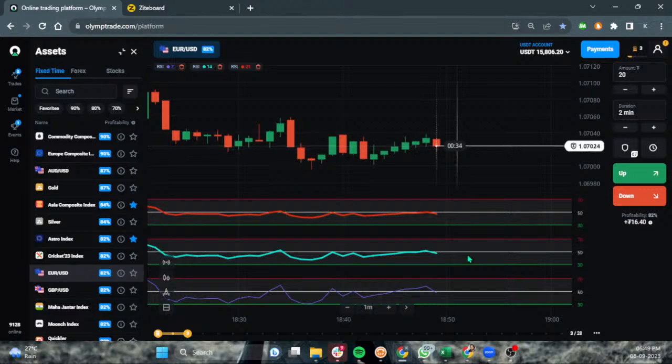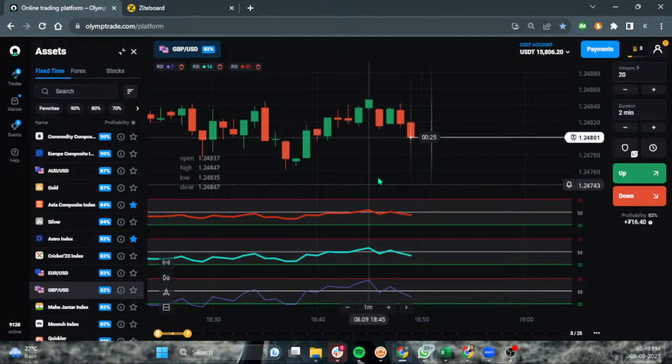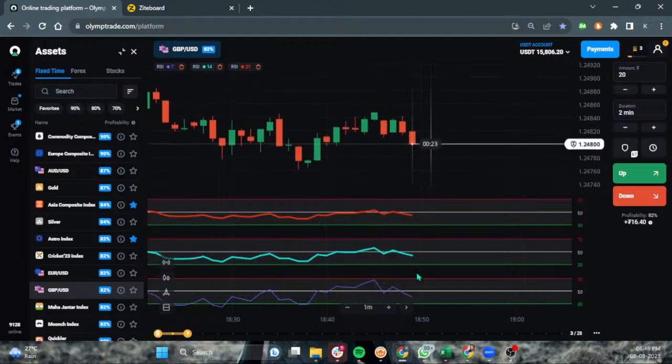Now, right now, let's see GBP USD, how this one goes for us. On GBP USD over here, we are not able to find any proper signal to open a trade. So let's just wait for some time. We can check some other assets.